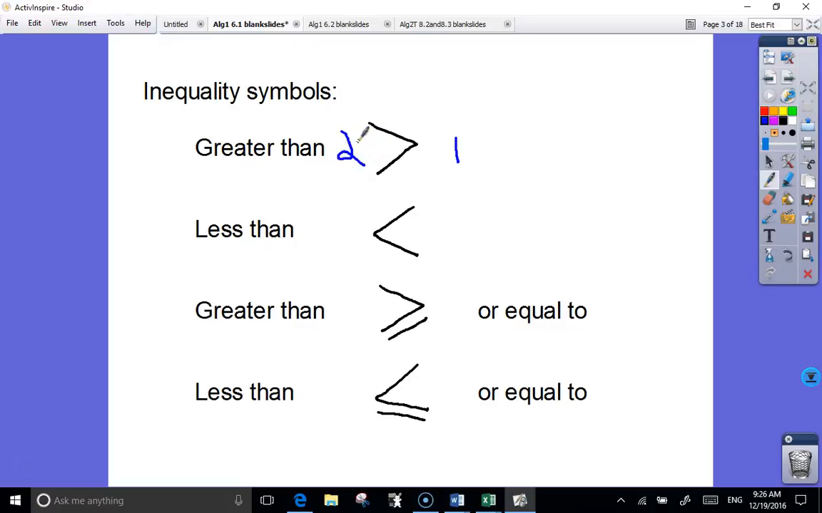2 is greater than 1, which is the same thing as saying 1 is less than 2. If you put a little bar on the bottom of it, then that means or equal to. So it's greater than or equal to, less than or equal to. Is 2 greater than or equal to 2? Yes, it is. The or equal to part picks it up. Is 1 less than or equal to 3? Yes, it's the less than part that picks it up. We'll be using these symbols all over the place, and we just need to have a common understanding of what they are.